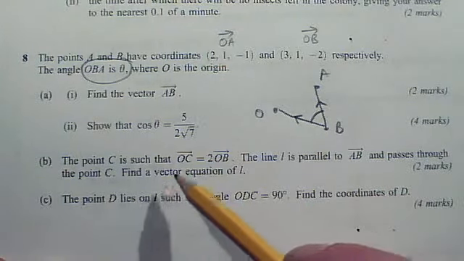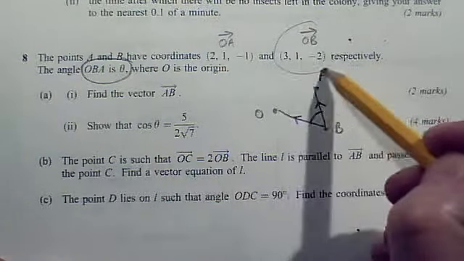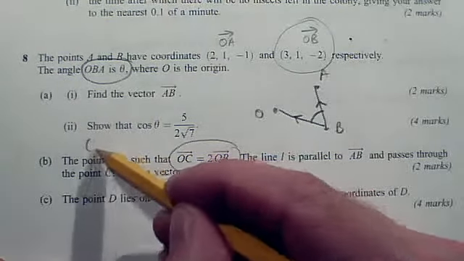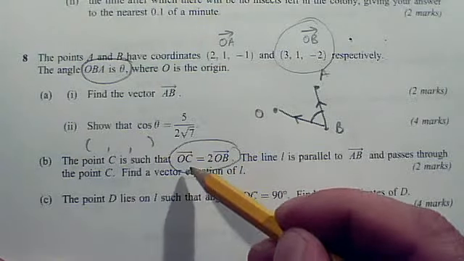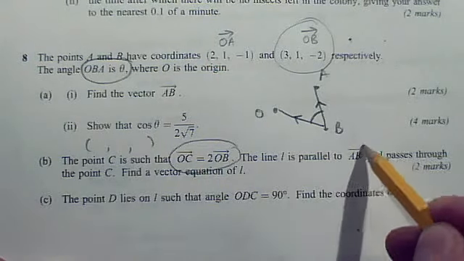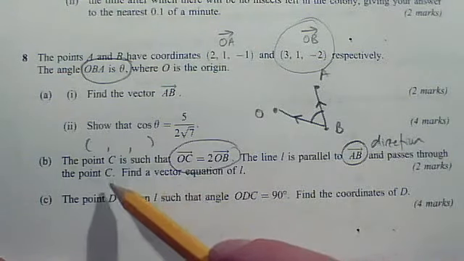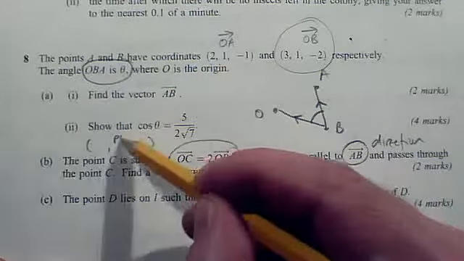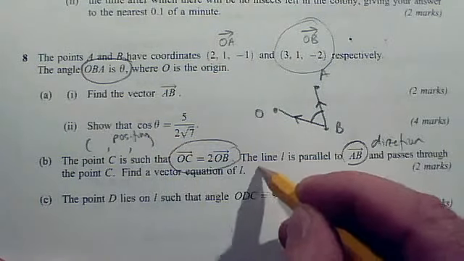Then in part B, we're told that a point C has OC equals twice OB. Well, that was effectively the vector OB, so this is just telling us the coordinates of C. So the coordinates of the point C, or the position vector OC, are straightforward to get if you keep your head. And then the line L is parallel to AB, so we're given a direction of the line, and it goes through the point C, so this point here that you've been able to calculate by doubling OB is the position, and you just need to feed the direction and the position into the standard recipe.